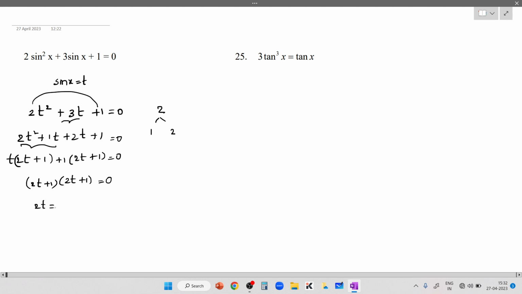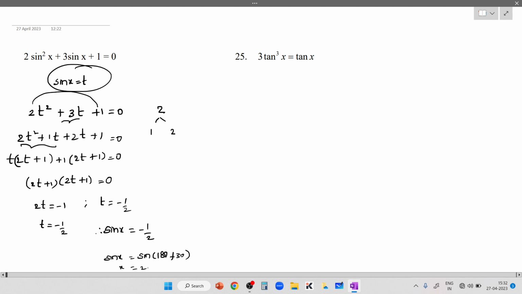That means 2t is equal to minus 1, t is equal to minus 1 by 2, and here also t is equal to minus 1 by 2, but t is nothing but sin x, so sin x is equal to minus 1 by 2. And again, as I told you, sin x is negative in third and fourth quadrant, and the nature of the angle in third quadrant is sin x is equal to sin 180 plus theta, and sin is 1 by 2 for 30 degrees, so it will become x is equal to 210, or also x is equal to 360 minus 30, that will become 330. So same as we have done in the earlier problem.